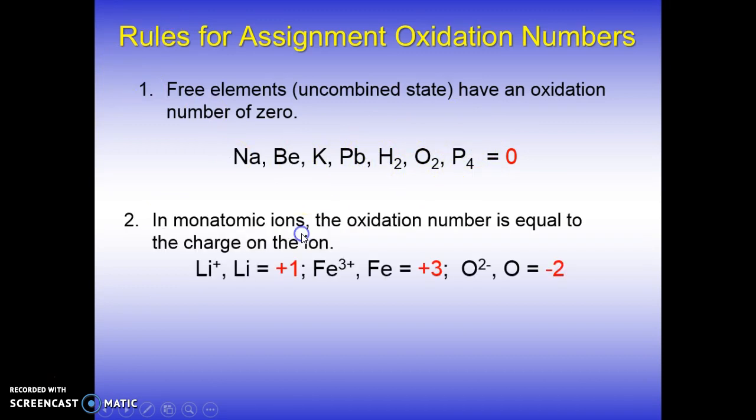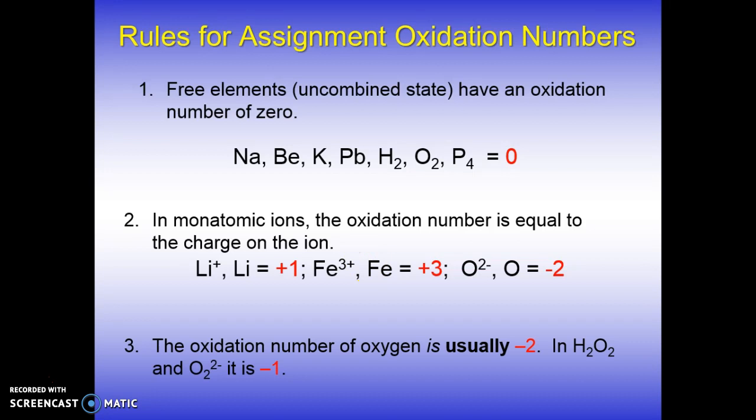That one's easy. Rule number 2. Monatomic ions, the oxidation number is equal to the charge. So Li+ is +1. Fe3+ is +3. O2- is -2. So that's easy. Individual single atom ions have the oxidation number equal to their charge.